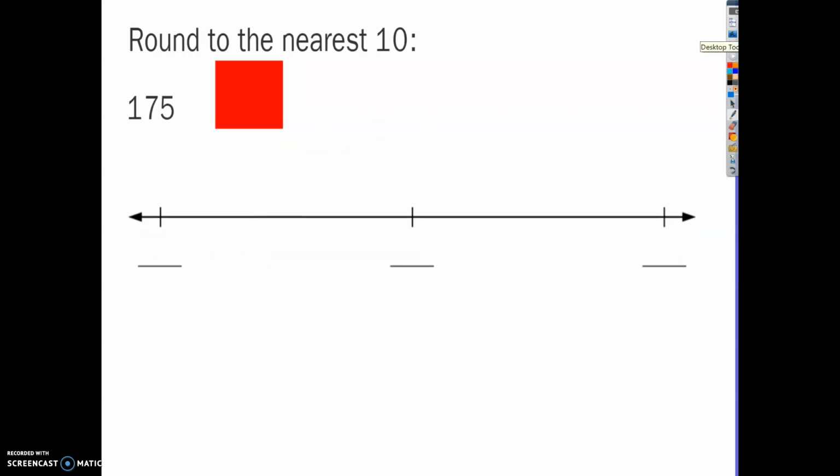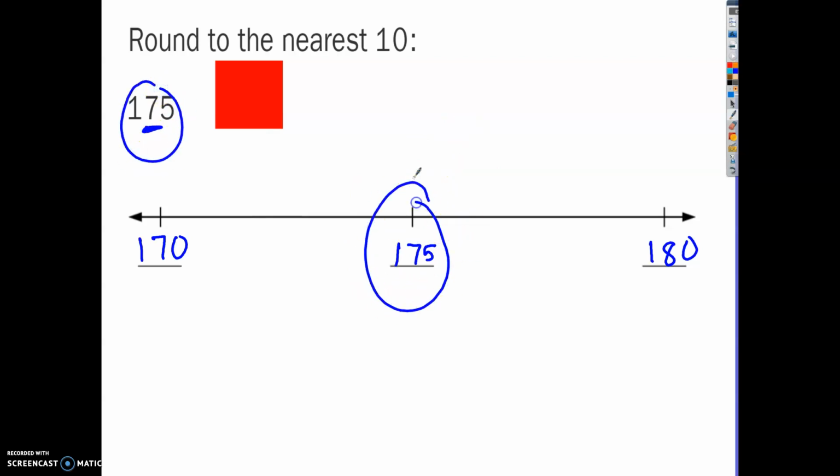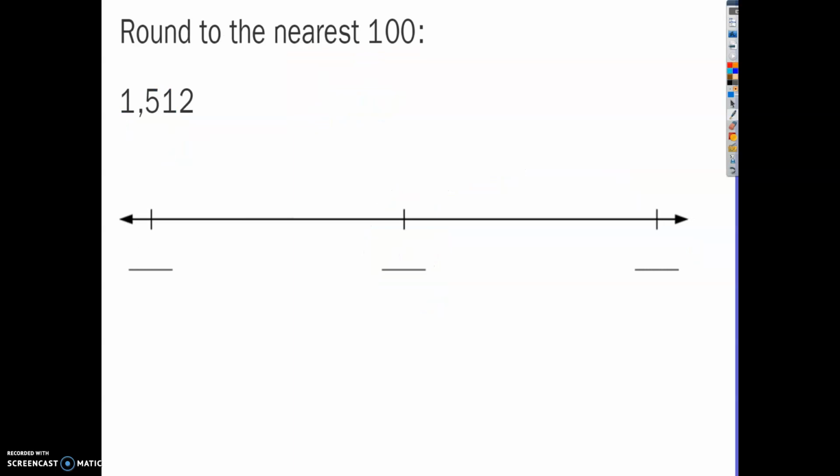175 to the nearest 10. All right, looking here. So 175, it's going to be between 170 and 180. And what is in the middle of 170 and 180? It is 175, the number that we're working with. Now, boys and girls, anytime the halfway number is what we're working with, so if they're the same, then we always are going to round it up. So if we're going to round 175 to the nearest 10, we would have it be 180.